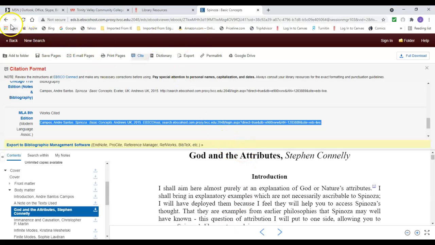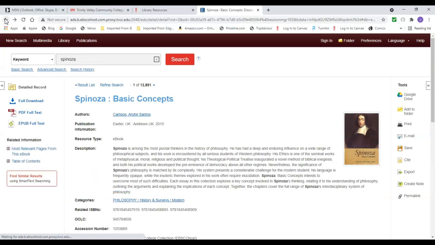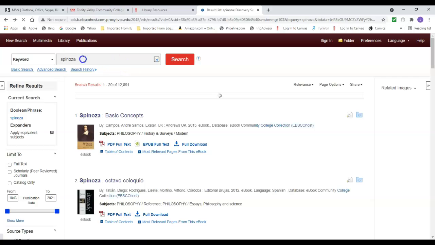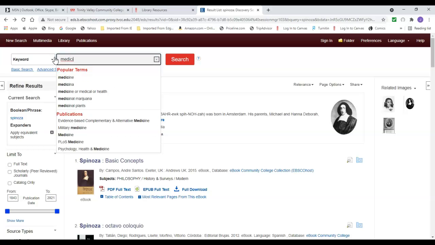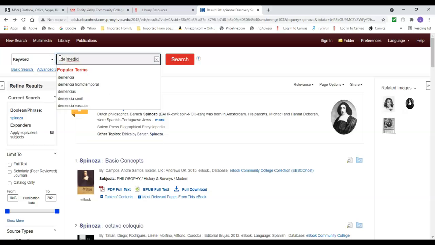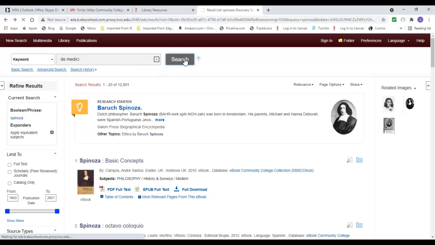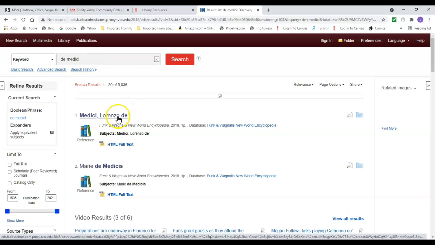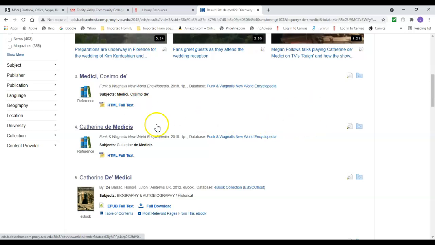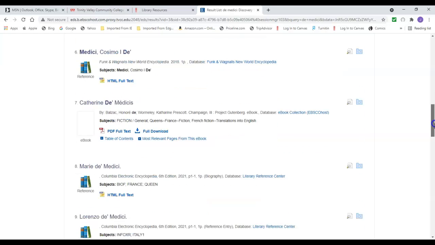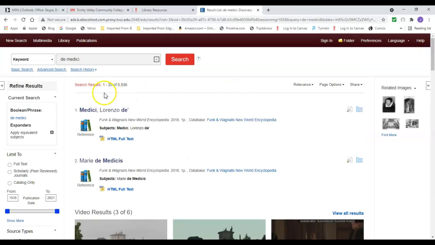So again, you can find quite a number of these articles about Spinoza or whatever else that you're looking for. If you were going to do the Medici family, for instance, I can change this up here and put Divinity. There's about Lorenzo de' Medici. You can look at Cosimo de' Medici, Catherine de' Medici. Those are all members of the family. So again, you can look at each of those. It'll give you some details for it.